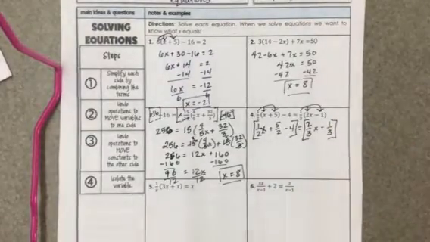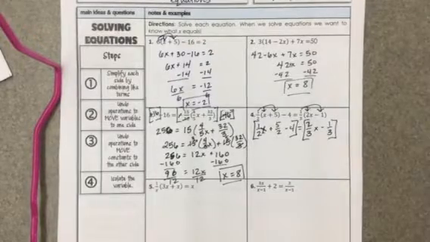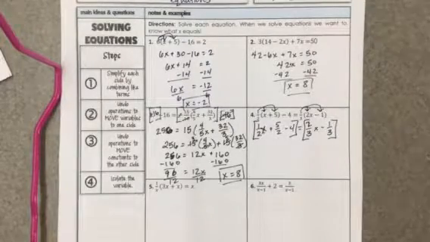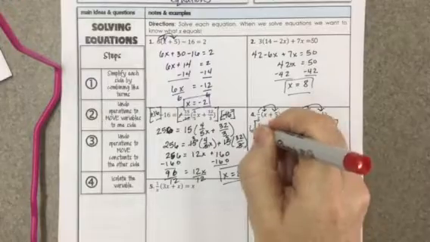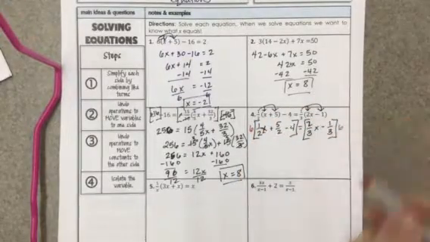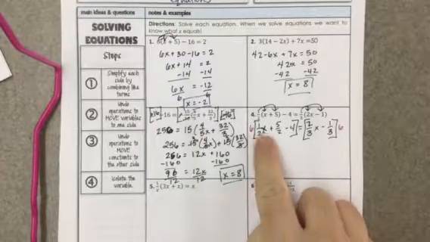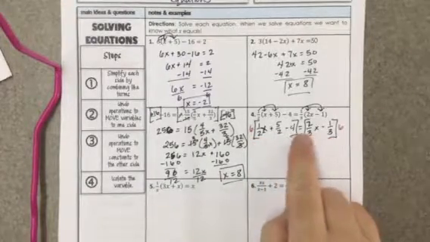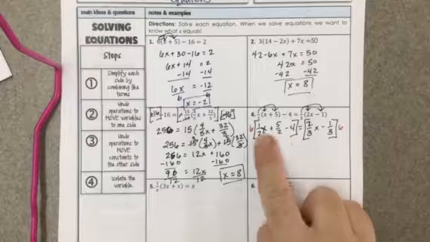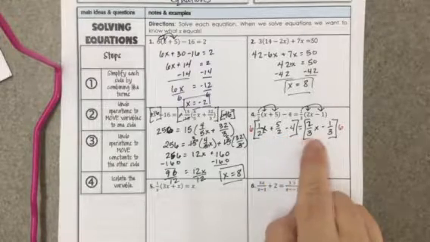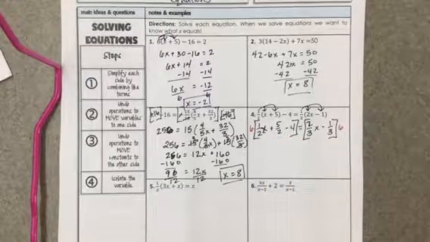So I'm going to multiply this side by 6, and I'm going to multiply this side by 6. What that's going to do is, in the distributive action, it's going to get rid of my 2's in the denominator on the left and my 3's in the denominator on the right.